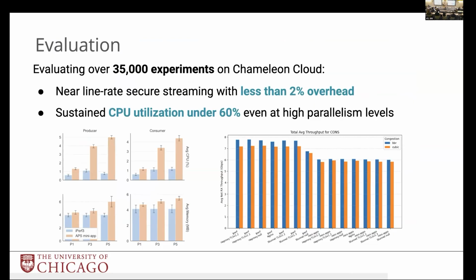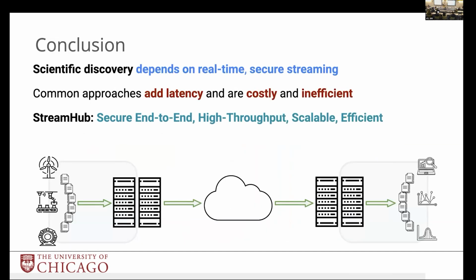We have done more than 35,000 experiments on Chameleon Cloud, and we had less than 2% overhead to achieve near maximum capacity, near line rate secure streaming. During our experiments, we also didn't have any CPU utilization of more than 60%, even with higher parallelism.